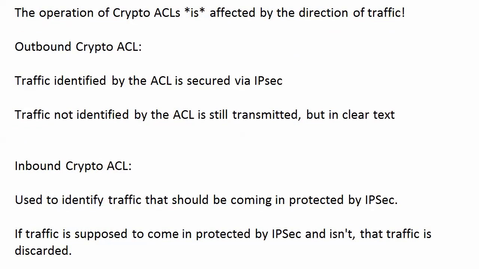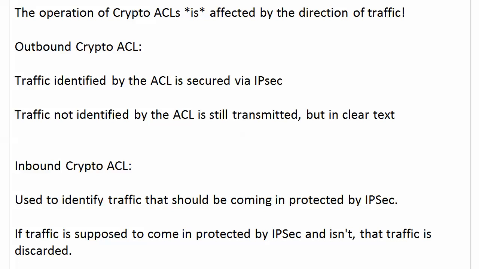Now for that inbound crypto ACL. You think, well, why would we even have an inbound crypto ACL? Because the traffic's already protected or it's not protected, right? I mean, if it's coming into us, there's nothing we can do about whether it's encrypted or not. That's correct. The inbound crypto ACL is used to identify traffic that should be coming in protected by IPSec. And if traffic is supposed to come in protected by IPSec according to the inbound crypto ACL, and it's not, that traffic is discarded, because that is suspicious behavior.